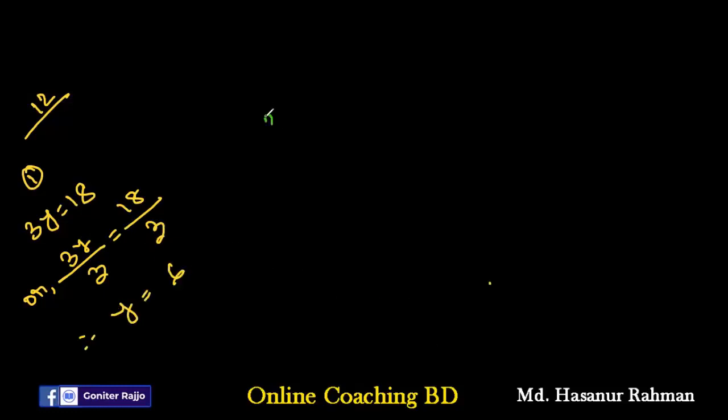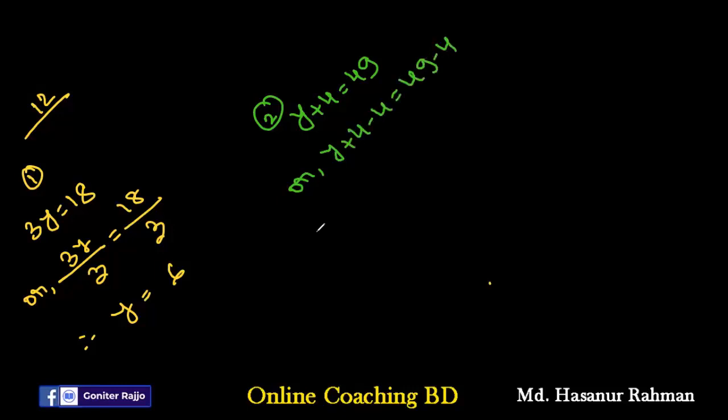Number 2 says y plus 4 equal to 49. So if we subtract 4 from both sides, y plus 4 minus 4 equal to 49 minus 4. Then we'll get y equal to 45. So the value of y will be 45.